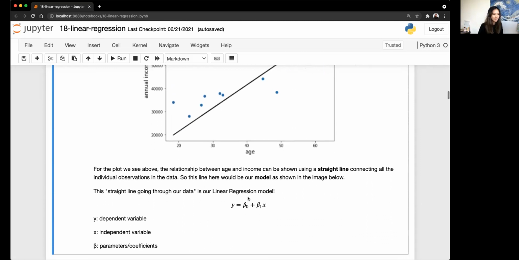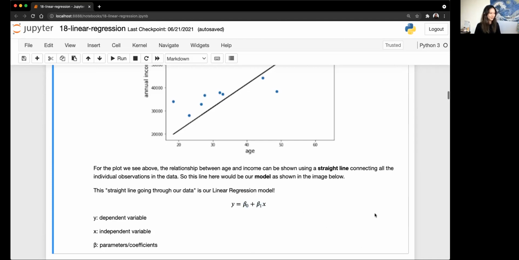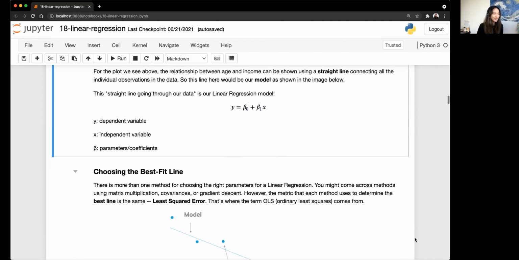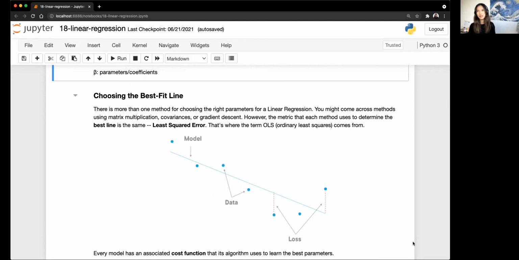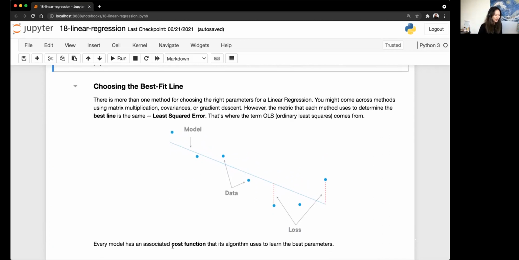Okay, so now that we know that any straight line going through your data is a linear regression model, the process in which machine learning is occurring, or the training of a model, occurs when you're trying to figure out what the best y-intercept and the best slope are. So how does one choose this best fitting line? We'll talk about this in more depth at the start of next phase, but every model has an associated cost function that its algorithm uses to learn the best parameters. In the case of a linear regression, the cost function is actually a squared error.